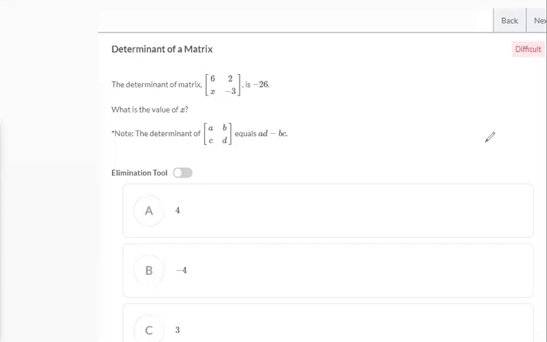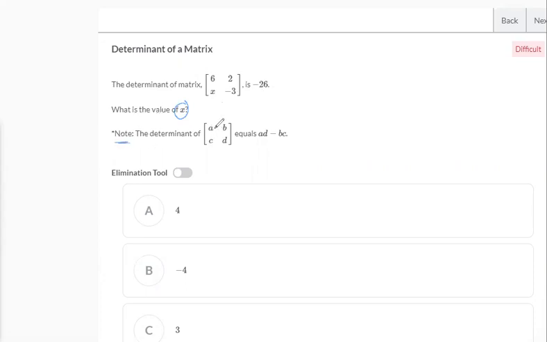So actually, we don't really need to know anything about the matrix because in this question, we are already told what we need to. So it says, what is the determinant of this matrix? And the determinant of this matrix is given as -26. This is already given. And based on this information, we need to find the x.